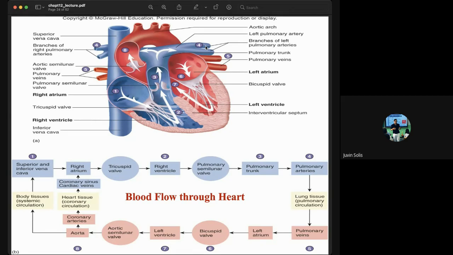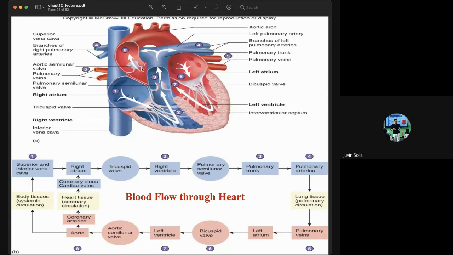Okay? After that, ito na yung pupunta sa may lung area natin. That is your lung tissue, pulmonary circulation. So after that one, here in number 5, this is now your pulmonary veins, and it will pass through your left atrium. In order for the blood in the left atrium to pass through your left ventricle, dadaan siya dito sa ating bicuspid valve. Okay, bicuspid valve, then i-receive siya ng left ventricle here, number 7.